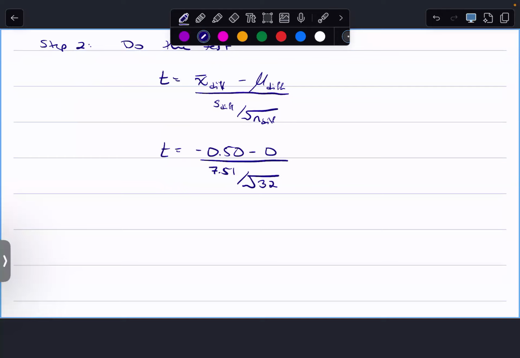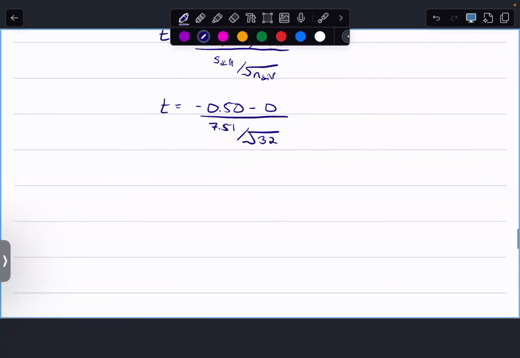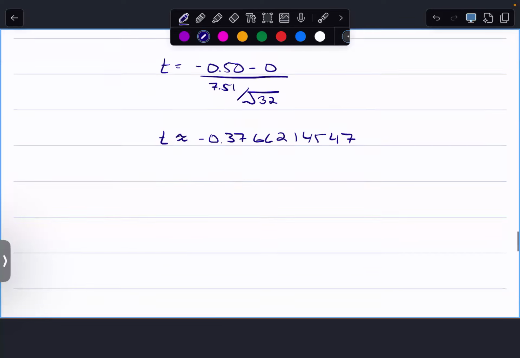Negative point, maybe I'll start with 7.51 divided by the root of 32 first. And I think we're at the point where we can just go for it. I get approximately negative 0.3766214547, which confirms what we were saying, right? I'm not expecting this negative 0.5 to have moved that far from 0 because I already know I'm not going to reject H naught.